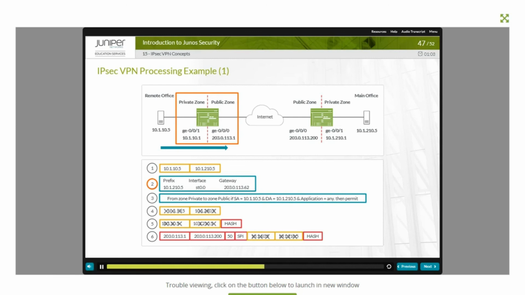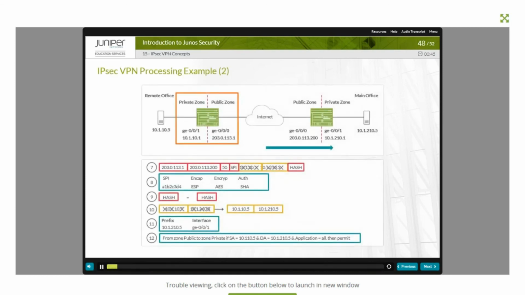The Juno's OS looks up the destination route, which resolves in the ST0.0 interface as the egress. This allows the software to determine the egress zone as well. The Juno's OS looks up the security policy for this zone context. The traffic matches a permit policy. The original packet receives encryption. The Juno's OS hashes the packet with an authentication key. The Juno's OS builds the tunnel packet with a new IP header, IPsec header, and hash value. The new packet travels to the tunnel peer.